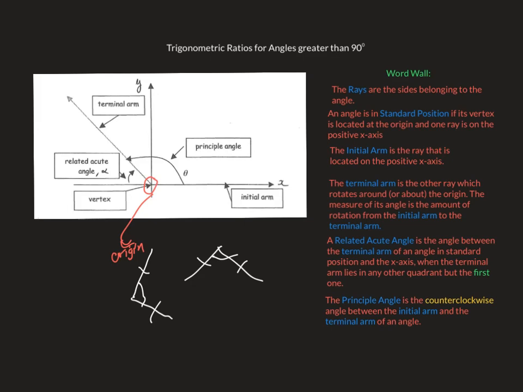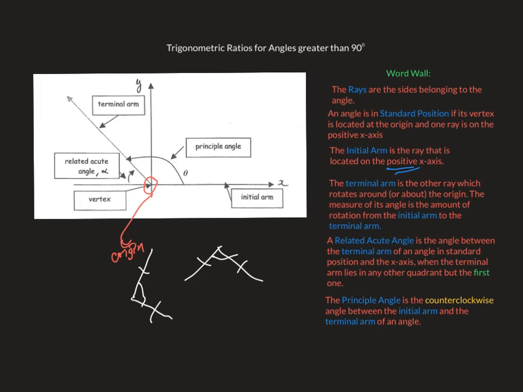Next up, we have the initial arm. The initial arm is the ray that is on the positive x-axis. So where is the positive x-axis? Well, x is not positive here. This is where all the negative x's are. Remember, this is like a number line, so this would be -1, -2, -3, -4. Over here I'd have +1, +2, +3, +4. All the values here for x are positive. So the line that was made in this corner is what we call the initial arm, because it is the line that lies on the positive x-axis.